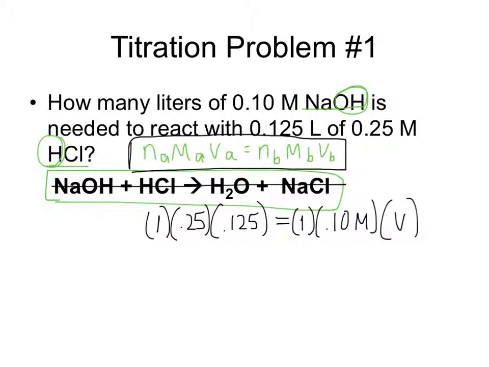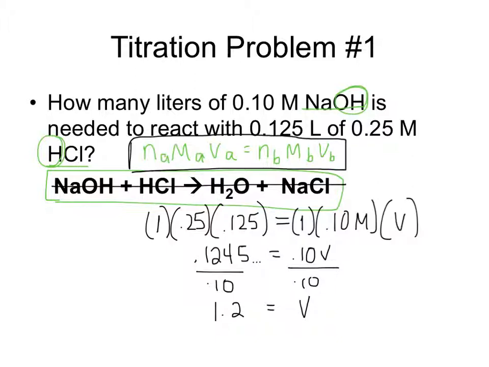So when we multiply the values on the left, we get 0.03125. We're going to leave it in our calculator. And on the other side, we get 0.10V. We want volume by itself, so we're going to divide both sides by 0.10. The volume turns out to be 1.2 liters. Now remember, I did not put the units of molarity and volume here. Volume was given to you originally in liters. That's why the final volume will also be in liters as well.